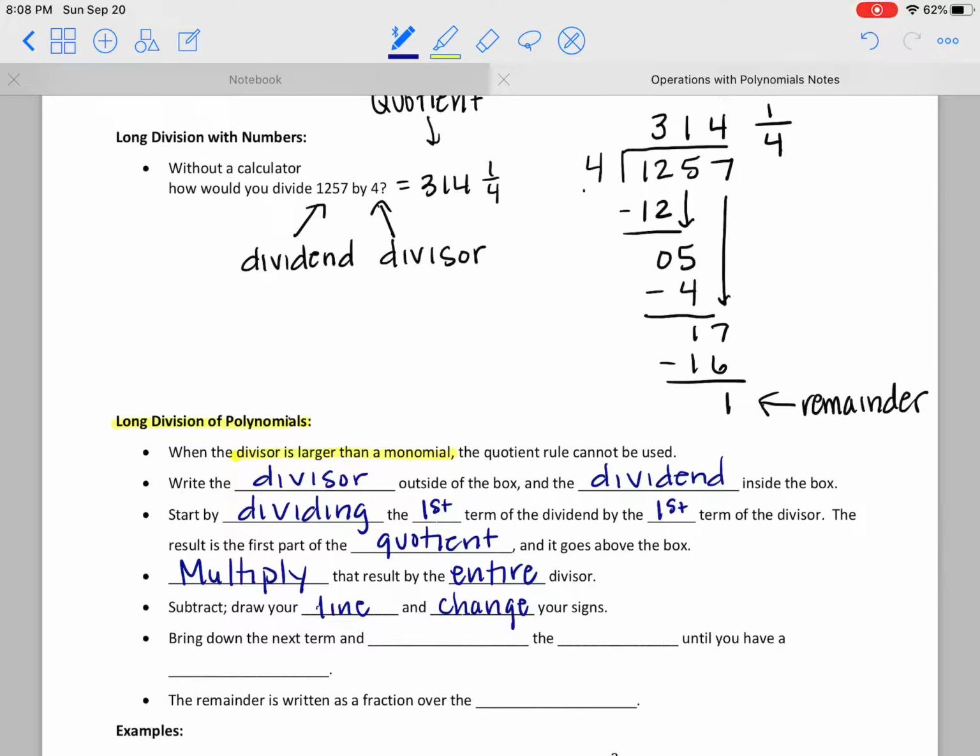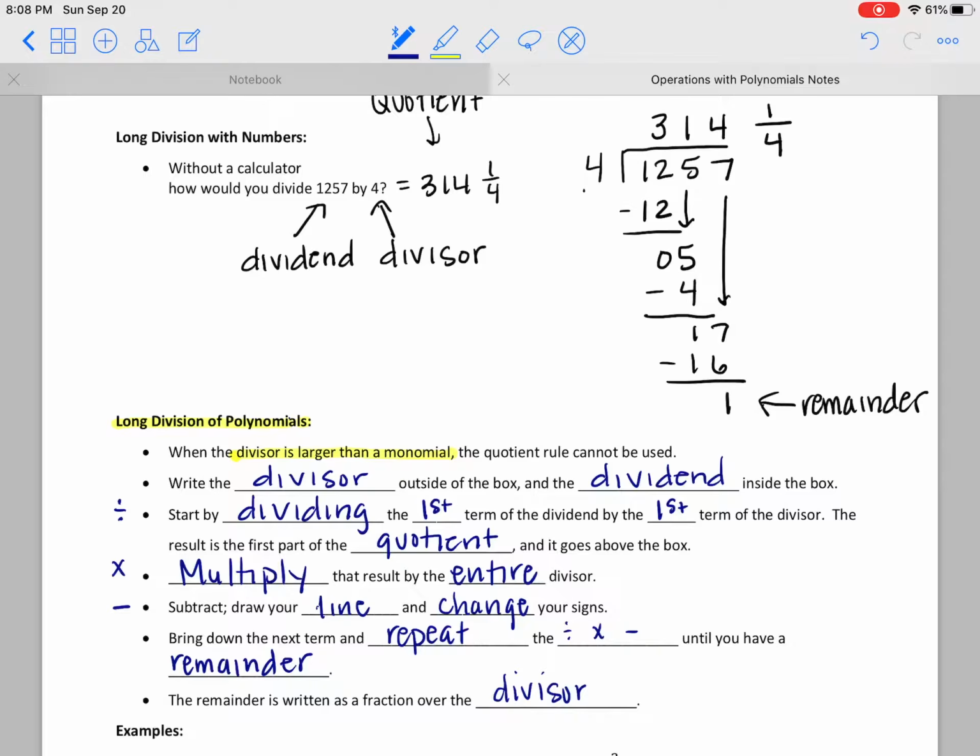Okay, so we subtract. It's the same 3 steps we looked at before. We said divide, and then multiply, and then subtract, and you bring down the next term, and you do it again until you have a remainder. So bring down the next term and then repeat the divide, multiply, subtract until you have a remainder. And then remember, when we write the remainder, we're going to make it a fraction over the divisor.